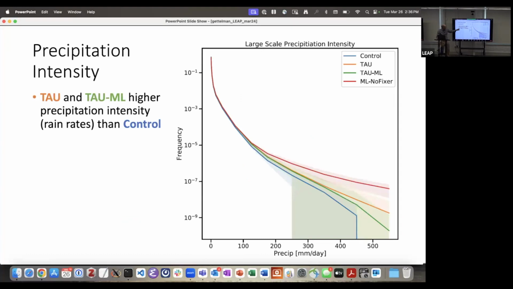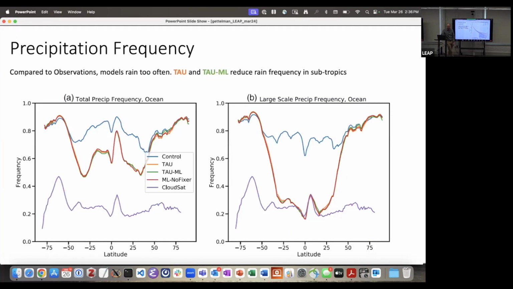This is the precipitation intensity. You can see this is the control model, which doesn't produce any really high rain rates. And this is the bin code, and we're getting much closer to that with the emulator. If we don't put a fixer on it, we do get some high rain rates. So that is actually important.